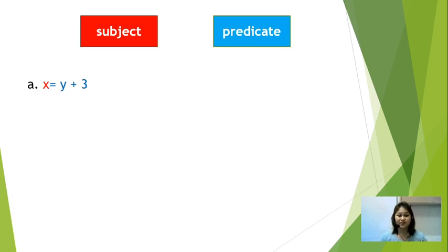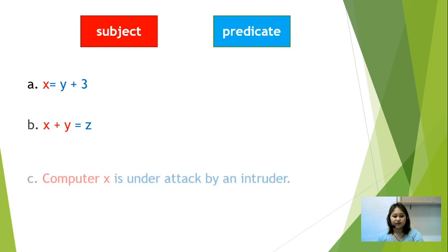So this time this is in a mathematical way, not in an English way. Okay, so you have here x is equal to y plus 3. So x there is a subject and equals y plus 3 is the predicate. Okay, for letter B, you have x plus y is equal to z. So x plus y is the subject and equal to z is the predicate.